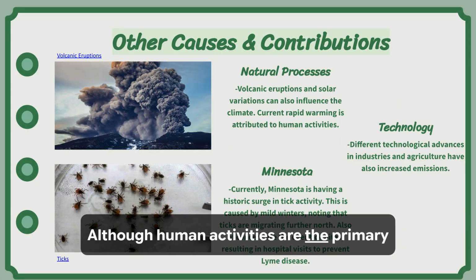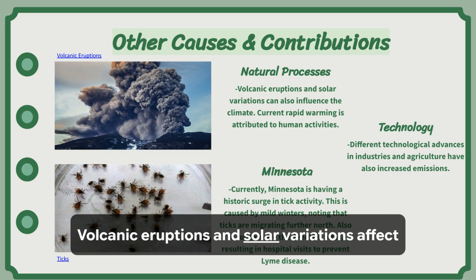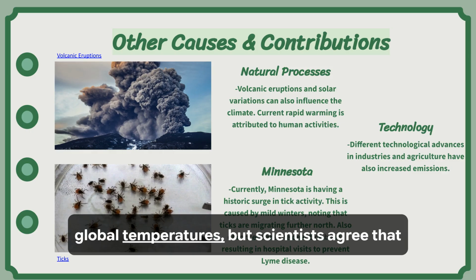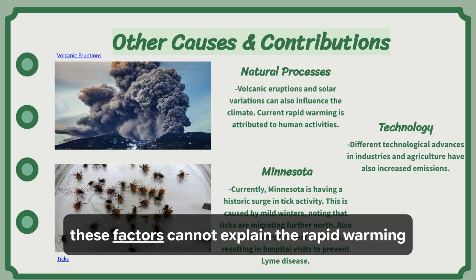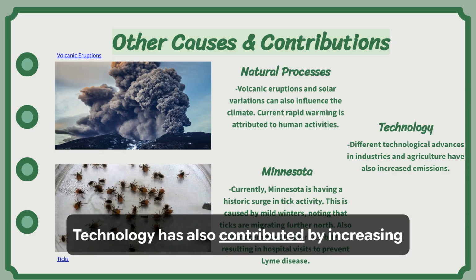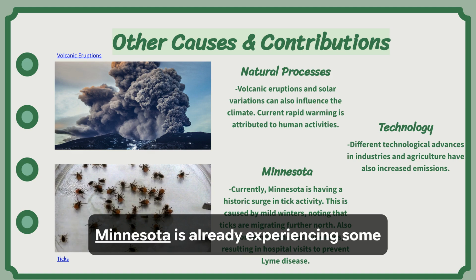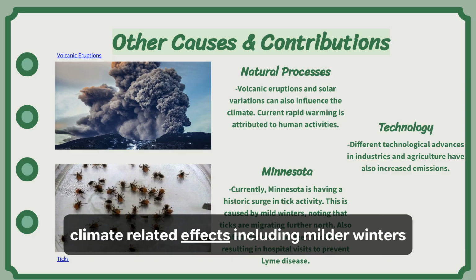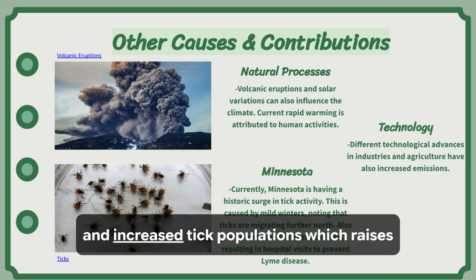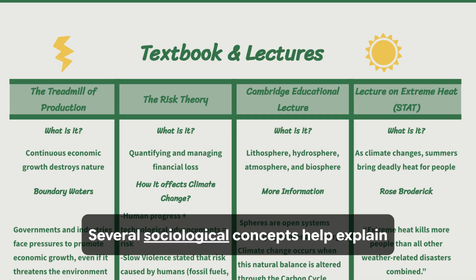Although human activities are the primary cause of modern climate change, natural processes can also influence the climate. Volcanic eruptions and solar variations affect global temperatures, but scientists agree that these factors cannot explain the rapid warming observed today. Technology has also contributed by increasing industrial production and energy consumption. Minnesota is already experiencing some climate-related effects, including milder winters and increased tick populations, which raises concerns about diseases such as Lyme disease.